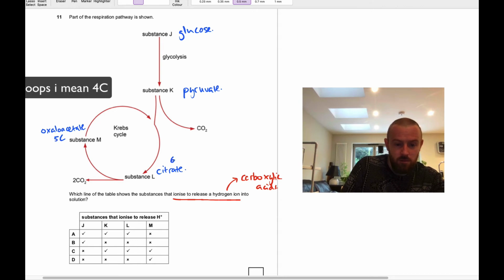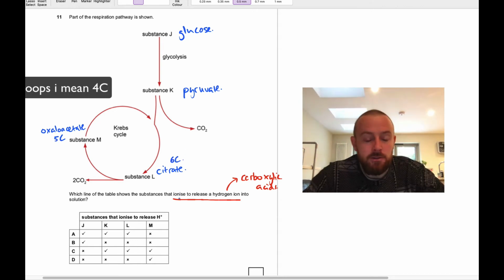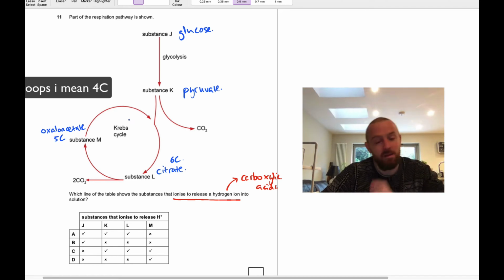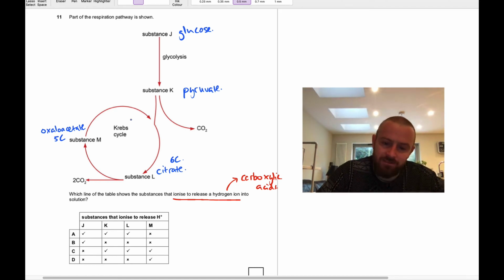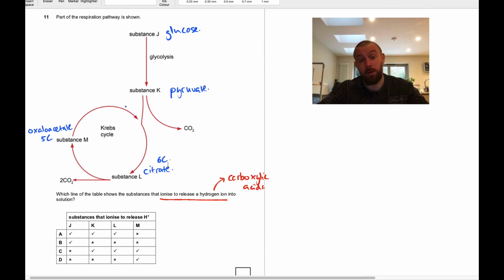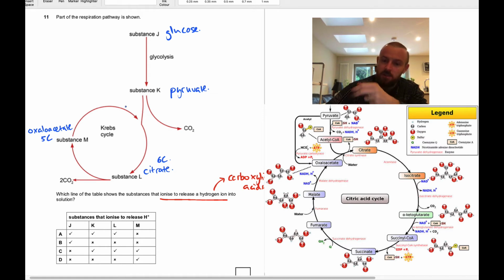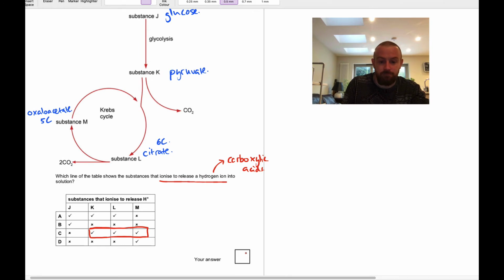5 carbon, 6 carbon. Okay, here's a quick way of remembering it. If it ends in 'ate', it's a carboxylic acid of some sort. I'm going to drop in a little picture here to the side for the full biochemical detail if you'd like it. So pyruvate, citrate, and oxaloacetate are all carboxylic acids, and therefore we could say that K, L, and M all will release hydrogen ions in solution. So the answer is C. Glucose won't. So the answer is C. There we go.